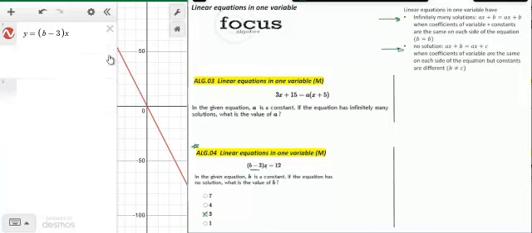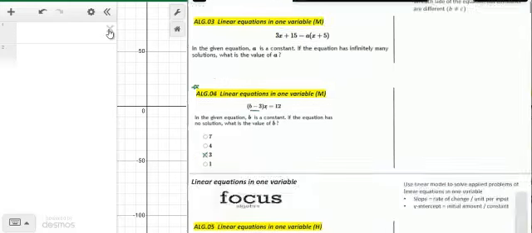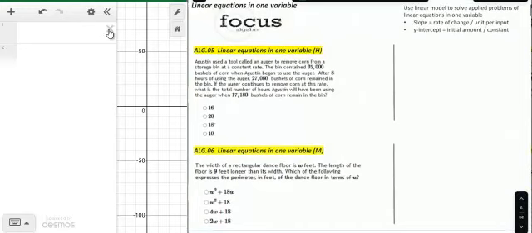Okay? So you can use the slider and the fact that both sides of the equation need to intersect to give you a solution to help gauge different questions. All right, continue with this.